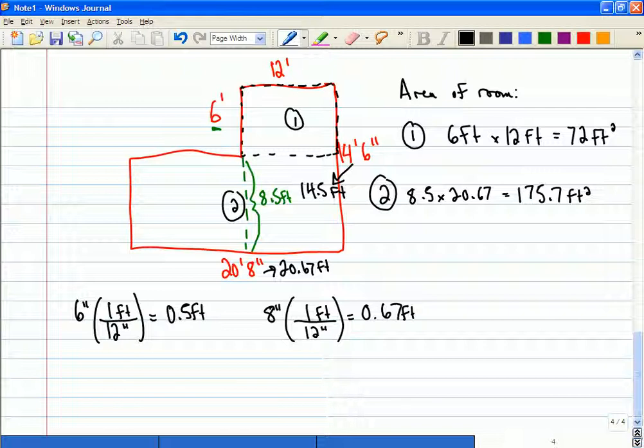Okay, so now we know what the area of the room is. The area of the room is going to be 72 plus 175.7. So altogether we have 247.7.